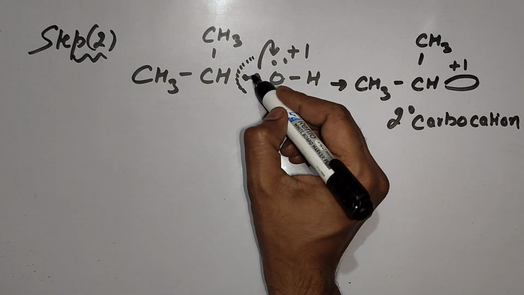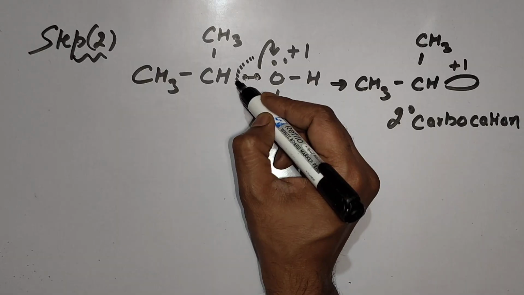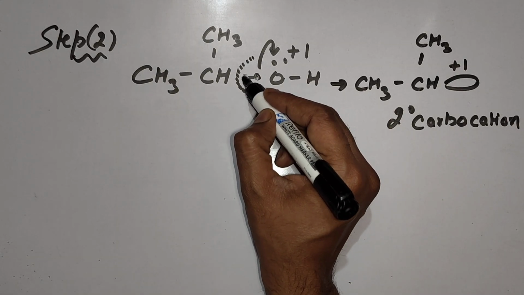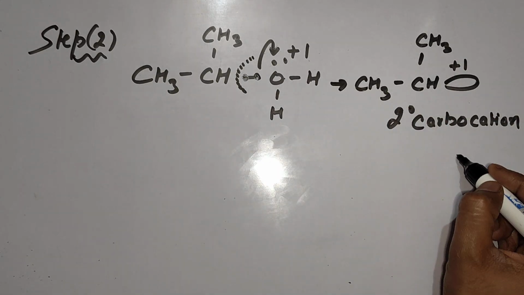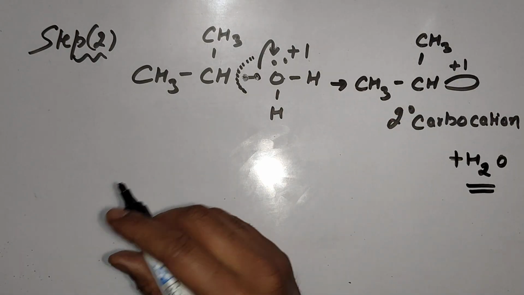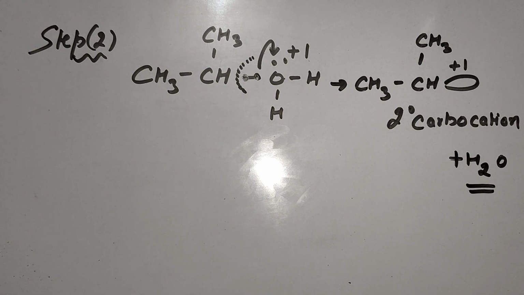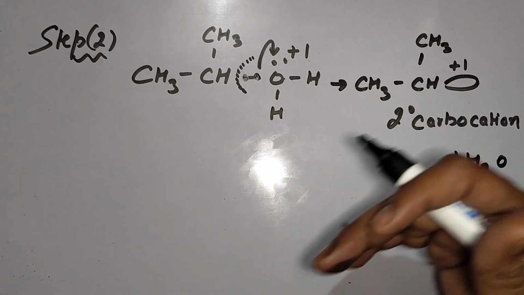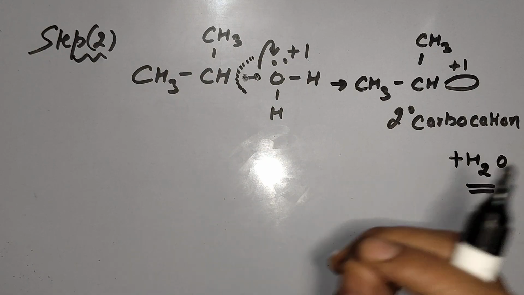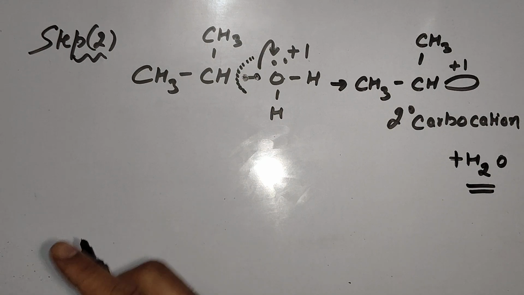What will release out? H2O. Obviously, electrons will completely shift toward oxygen because oxygen is more electronegative than carbon. And this electron of carbon will also go with oxygen. So with the release of H2O, carbocation will be generated, which will be 2 degree carbocation. And if we talk about 3 degree, in that case, 3 degree carbocation will generate, which is most stable carbocation among all. So this is step 2, which is happening over here in 2 degree alcohol case. 2 degree carbocation will generate.